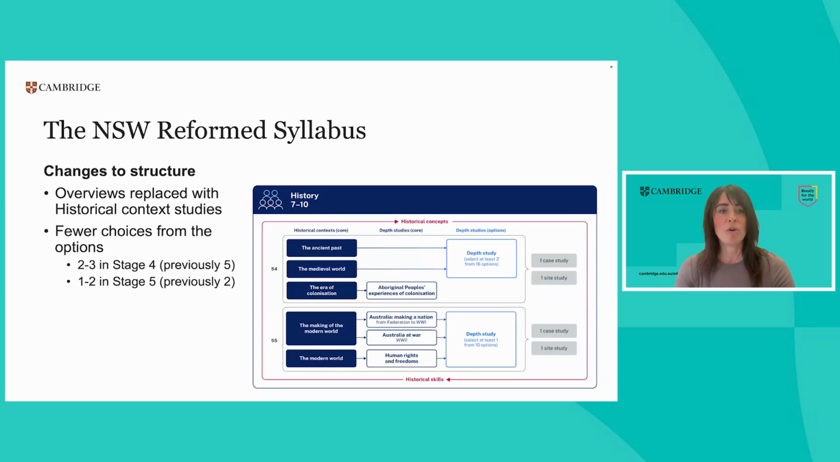So looking at the reform syllabus and some of the changes to structure, what we see is that the overviews have been replaced with historical context studies and that we have fewer options from the choices. So we have 2 to 3 in stage 4. Previously, we had 5 and 1 to 2 in stage 5. So there is a little bit more structure.